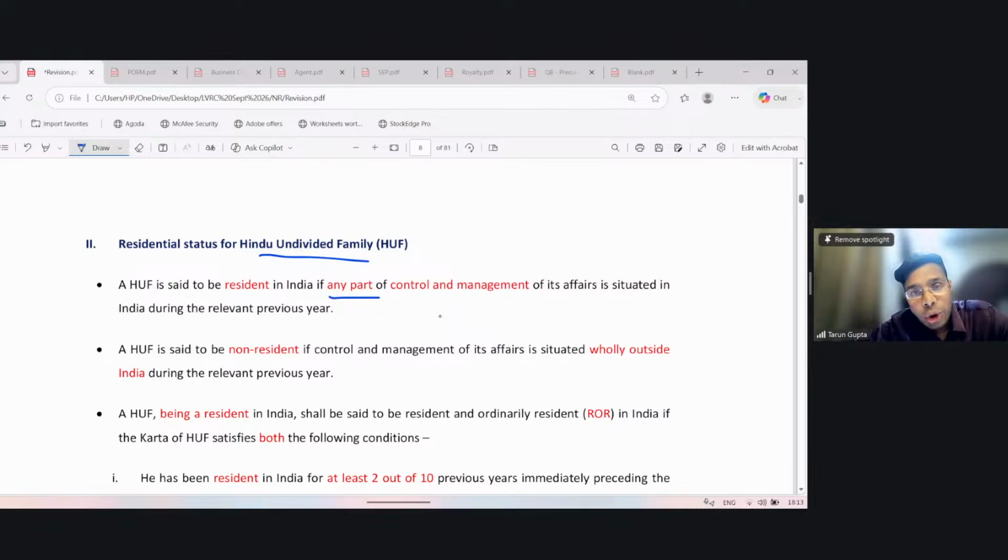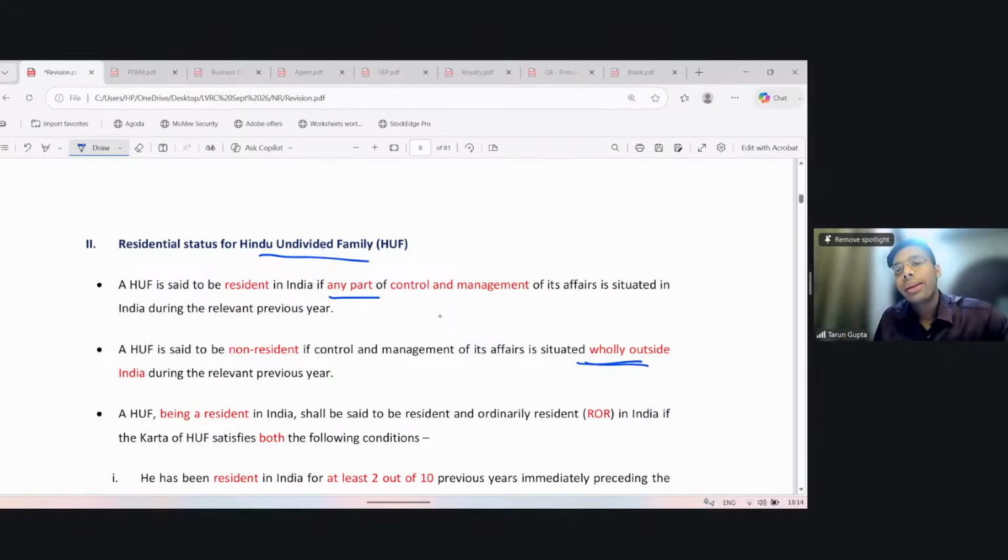But for HUF to become a non-resident, it says a HUF is said to be non-resident if control and management of its affairs is situated wholly outside India during the previous year. So HUF shall be considered non-resident if its affairs are situated wholly outside India. Even if a part of the control and management is situated in India, then the HUF shall be treated as resident. But to become non-resident, the whole of the control and management of its affairs should be situated outside India. By the words control and management, we mean the brain, the persons who are actually taking the key commercial decisions in respect of HUF.